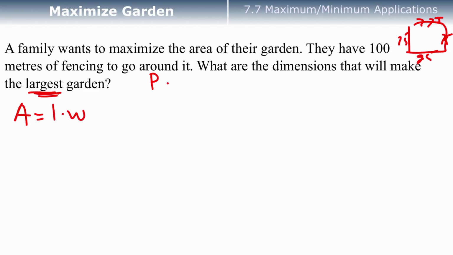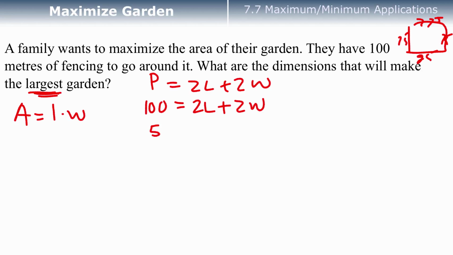I know that the perimeter is 2 lengths plus 2 widths. But I know the perimeter, they have 100 meters of fencing to go around it, so the perimeter would be 100. So I have 100 equals 2 lengths plus 2 widths. If I divide everything by 2, just to simplify things a little bit, I get length plus width is going to be 50. But I want to express this in just one variable. So I'm going to move the L to the other side. So I'll go 50 minus L is equal to W.